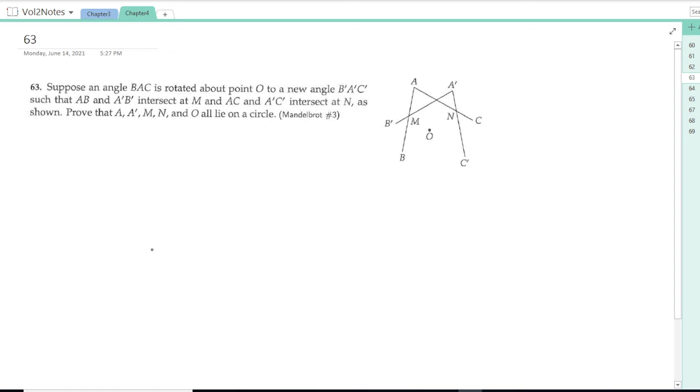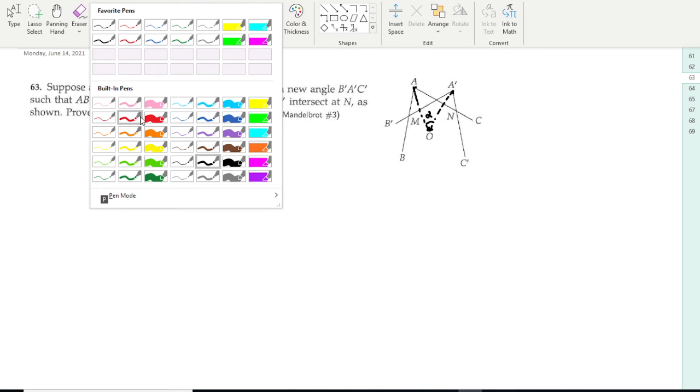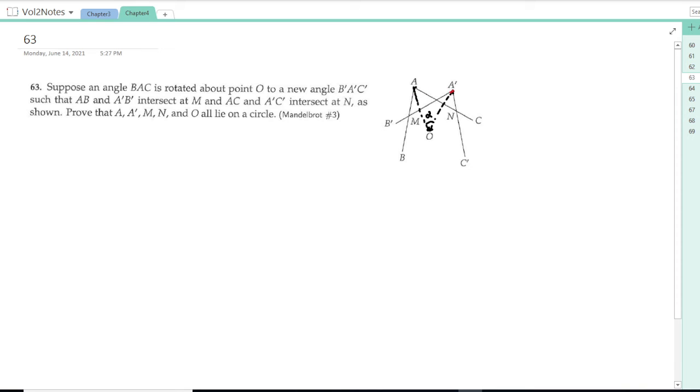Problem 63. Suppose we have an angle BAC that is rotated about the center O. The center O moves A to A prime. If this angle is alpha, then the corresponding sides also rotate by alpha. So the corresponding sides are this side versus this side.